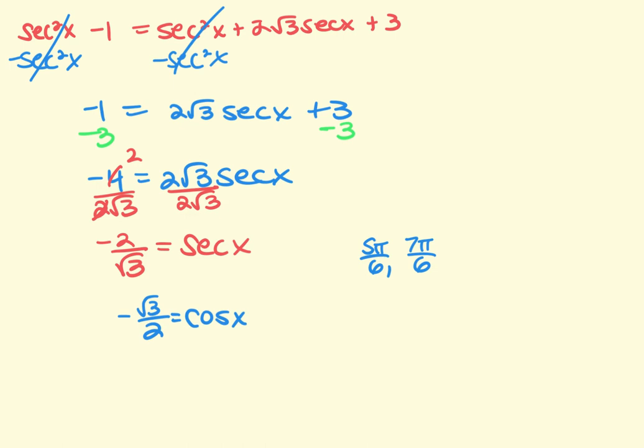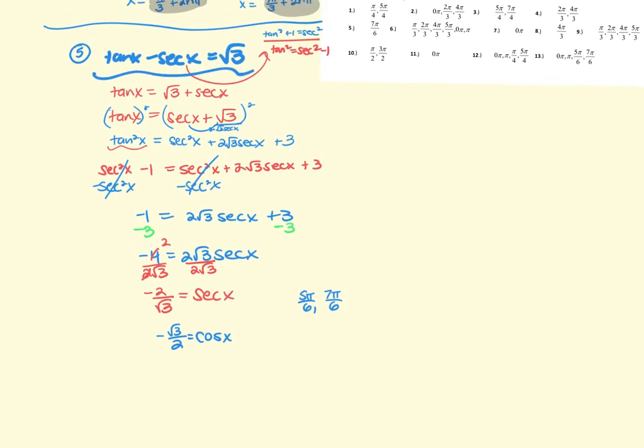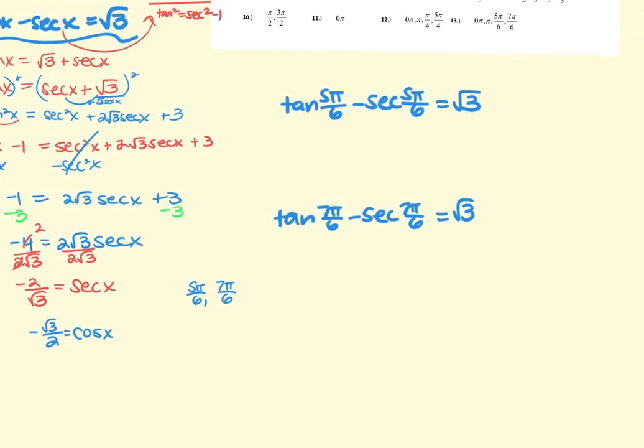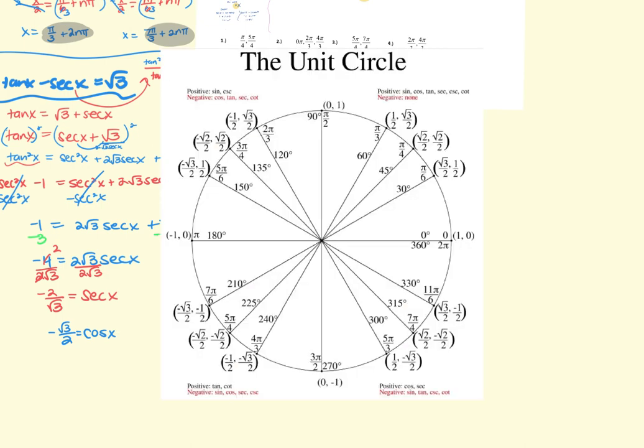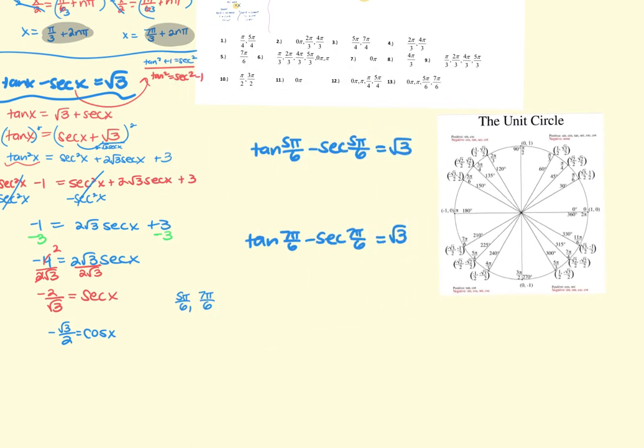But because we squared both sides here, I have to check it. So I'd have to plug that back in and check them. Five pi over 6 on your unit circle. Tangent is negative root 3 over 3. It would be here. Oh, students take calculus. So tan would be negative root 3 over 3.